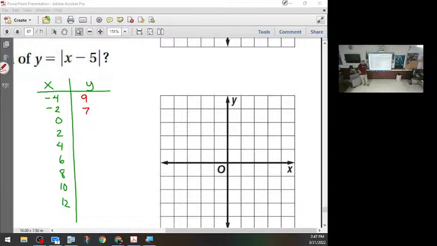Stick a 0 in there. 0 minus 5 is -5. Absolute value of -5 is 5. Stick a 2 in there. Stick a 4 in there. But what happens when I get to the other side? Now I'm at 6. 6 minus 5 is 1. Absolute value of 1 is 1. Stick an 8 in there. 8 minus 5 is 3. Absolute value is 3. Absolute value is 5. Absolute value is 7.